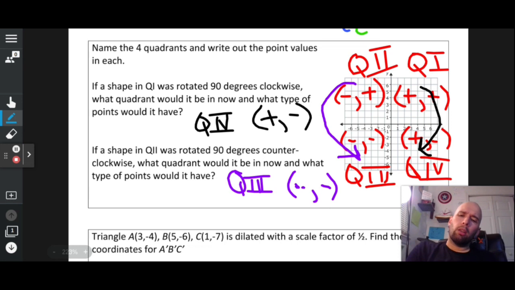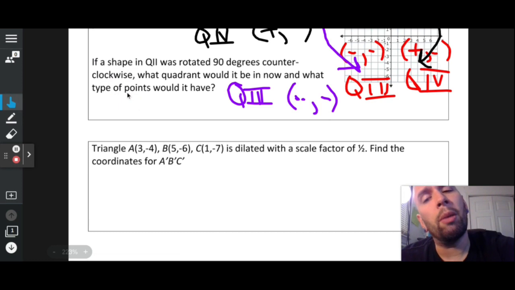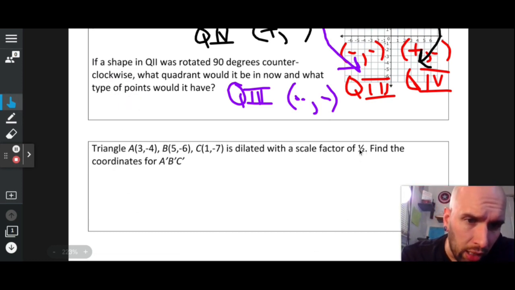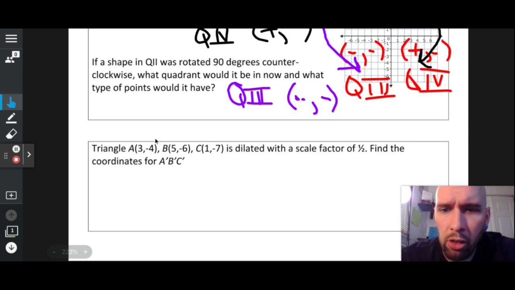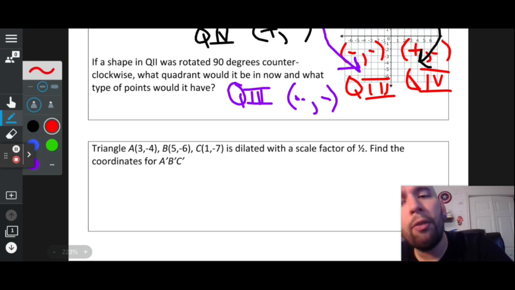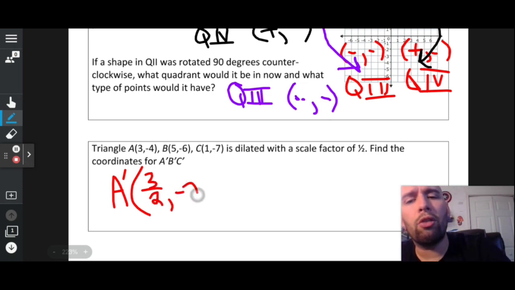Triangle A (3, -4), B (5, -6), C (1, -7) is dilated with the scale factor of 1/2. Find the coordinates of A prime, B prime, C prime. No graph. Dilating means you take that scale factor, take that number, and multiply 1/2 to each and everything here. So 3 times 1/2 is 3/2. So A prime is going to be 3/2, -4 times 1/2 is -2.